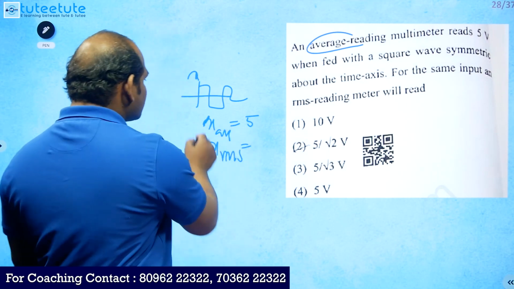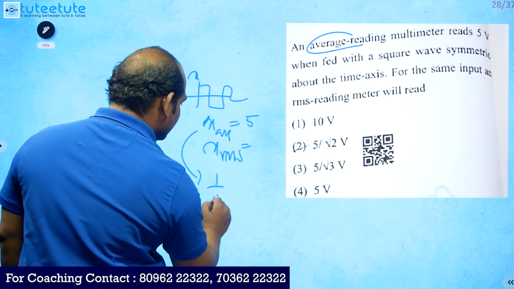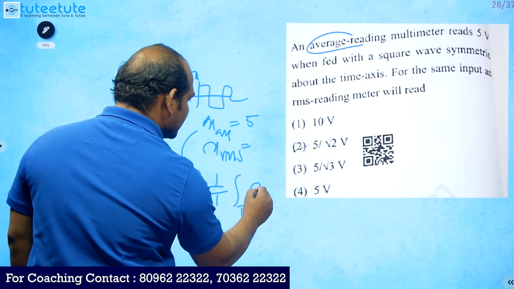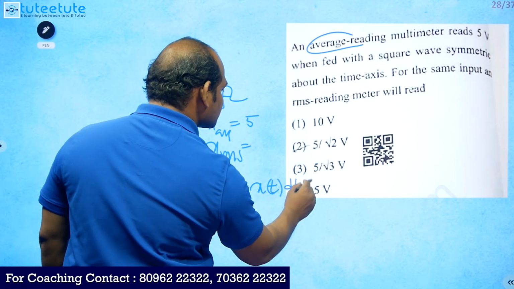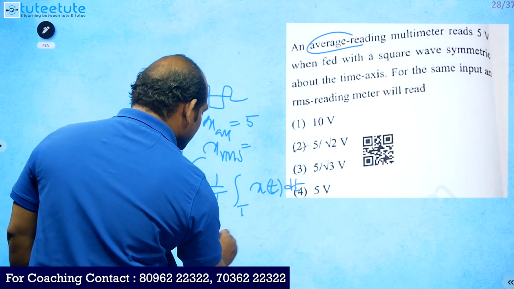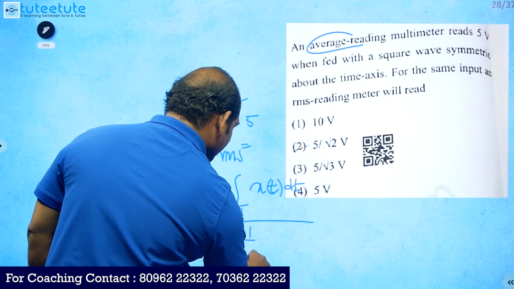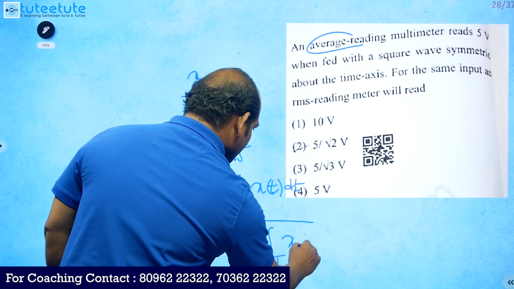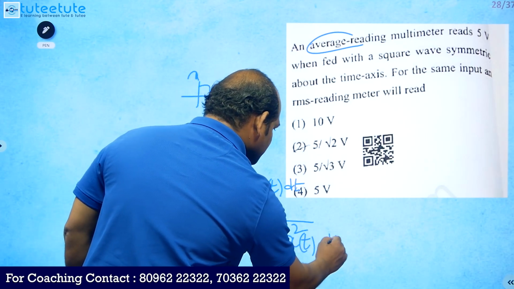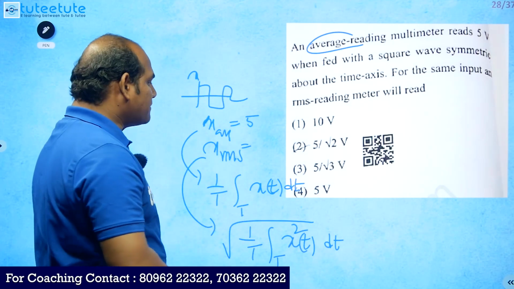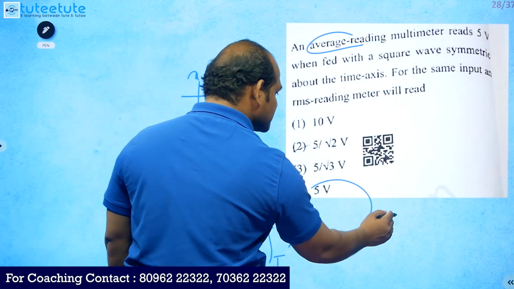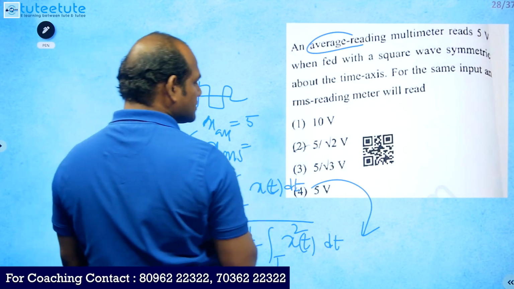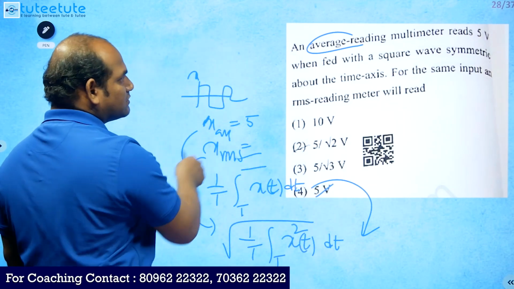Actually, the average value formula is given by 1 by T integral over 1 period x of t dt, if you consider x of t is that square wave, and the RMS formula is given by root mean, because square is there, here you have to take the square. But for the square wave, whatever the average value is, the same RMS value you will get. Since they have given 5 volts, it is also 5 volts only.